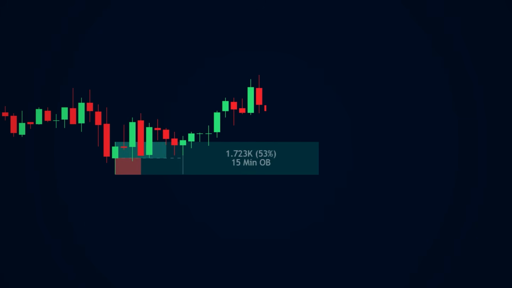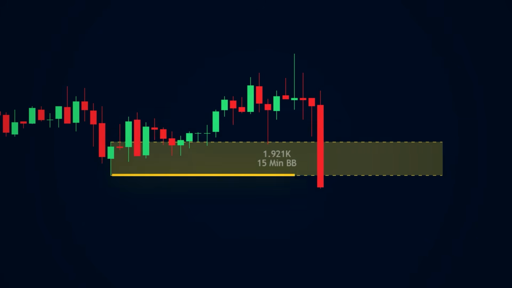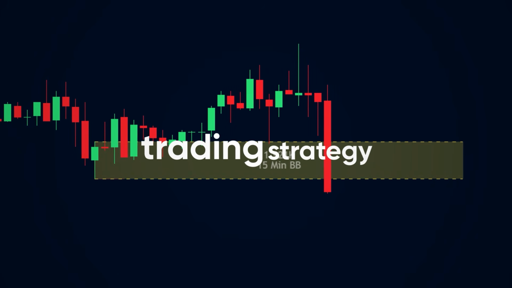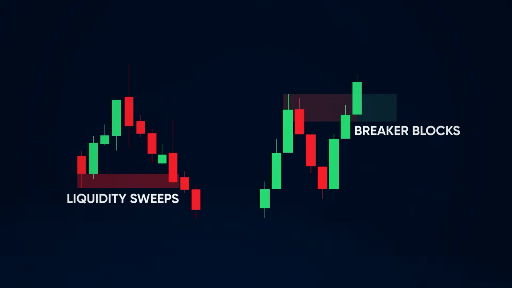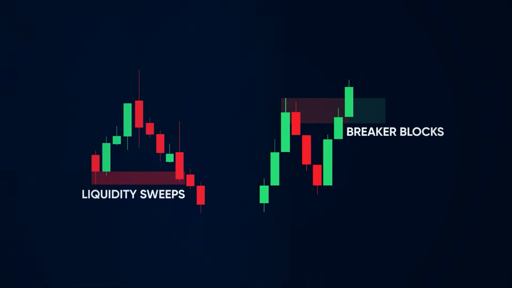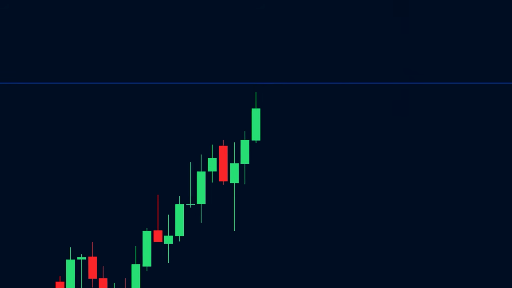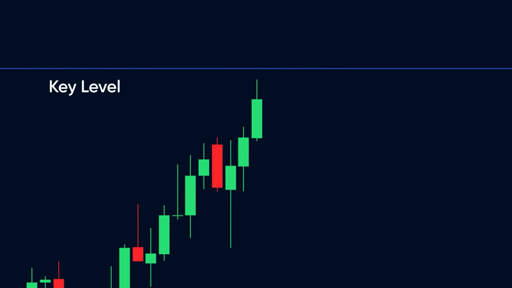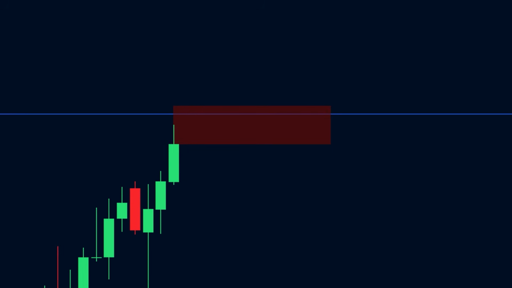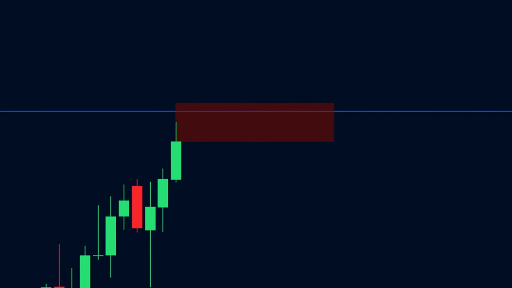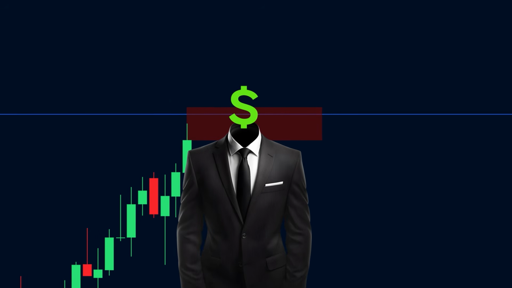Now that you understand exactly what breaker blocks are and how to use the free indicator that automatically detects them, we'll put them to work with a simple trading strategy you can start using today. We'll pair liquidity sweeps with these breaker blocks to find high probability trade setups. Here's a simple overview. Price approaches a key level such as a previous day, week, or month high or low. These are liquidity levels. Retail traders have their stops sitting right above or below these levels. Smart money knows this. So what do they do?